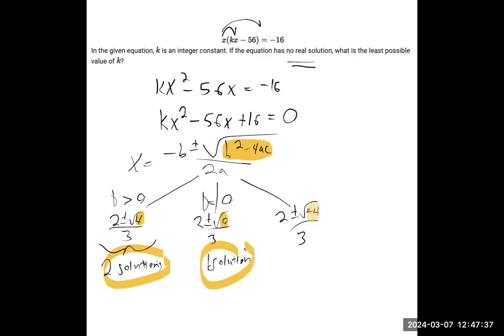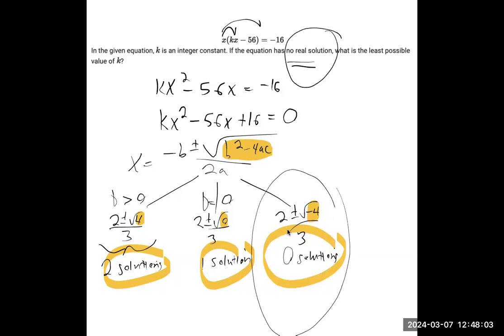And here, when you have a negative under the radical, you're going to have no solutions because in that situation, you can't have a negative under a radical. It's just not allowed in the world of math. So we've got our two solutions, one solution, and no solutions. And here we have no solution, which is this.